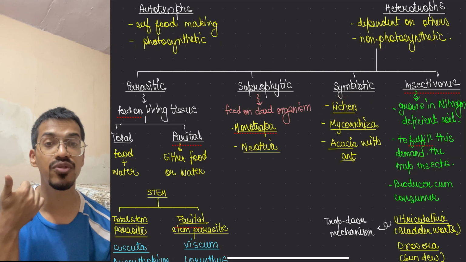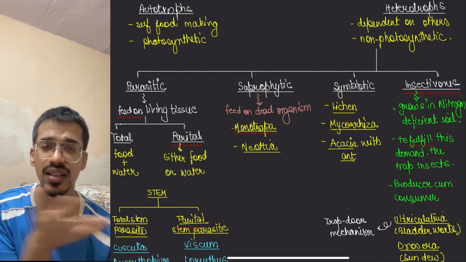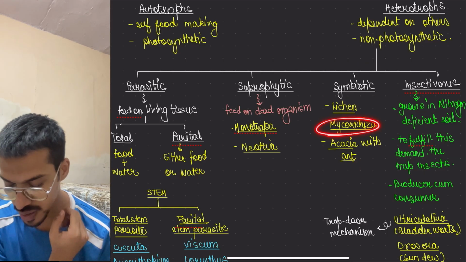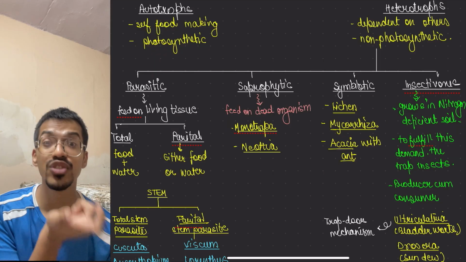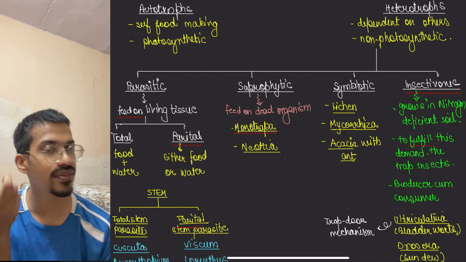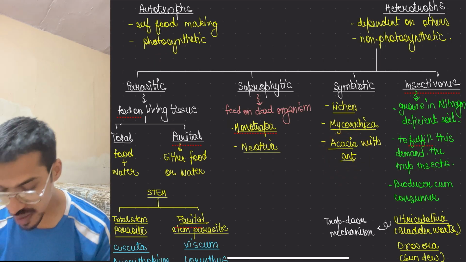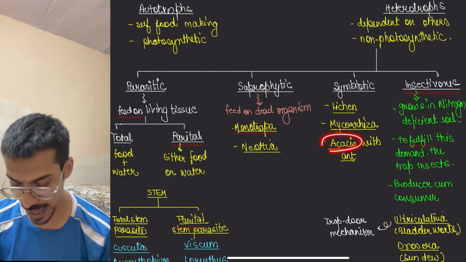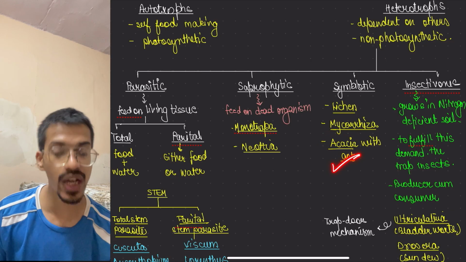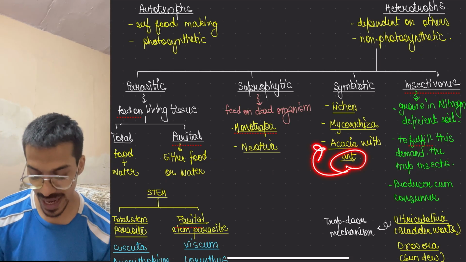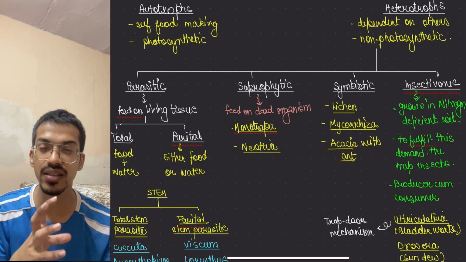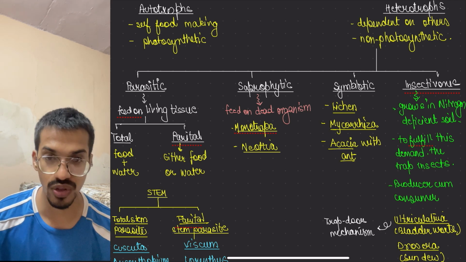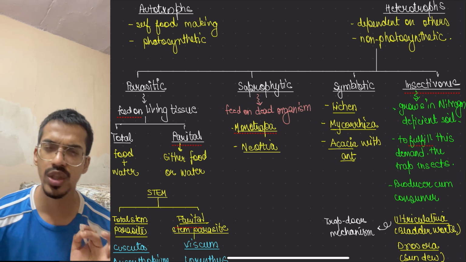You know that lichens form an association with what? Algae. So these are a fungal and algal association. Then we have mycorrhiza, where the gymnosperm's roots make an association with fungi, right? Then we have acacia. Acacia makes an association with ants. Acacia provides shelter to the ant, whereas the ant releases certain chemicals as pheromones which protect the acacia from pathogens. So this is how they are mutually benefited.